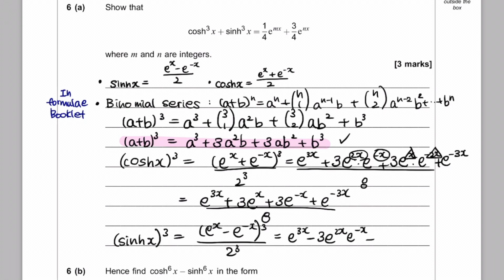And then the third term, it starts with 3, and our a is still e to the power of x. And then the b is now squared, so the entire minus e to the power of minus x gets squared. So minus 1 times minus 1 becomes plus 1, so the sign is plus here now. But the e to the power of minus x got doubled, so it becomes minus 2x. And then the last term got cubed, so minus 1 cubed is still minus 1, so we have the minus sign at the very last term.